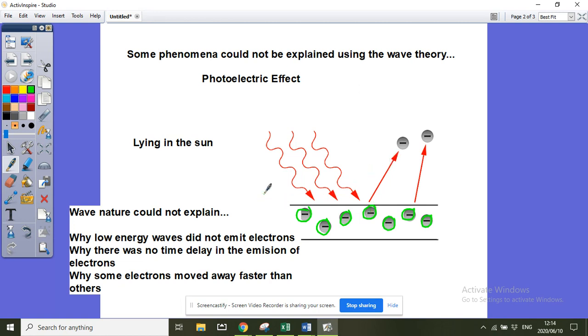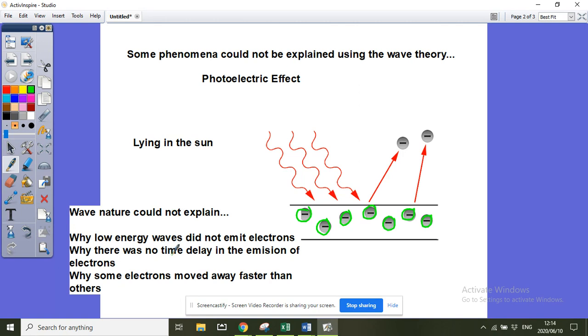But then when they did these experiments, they realized that there were some low energy waves that could never, ever, ever emit these electrons. So using the wave theory, they could not explain that. So they started thinking already, is light actually just a wave?